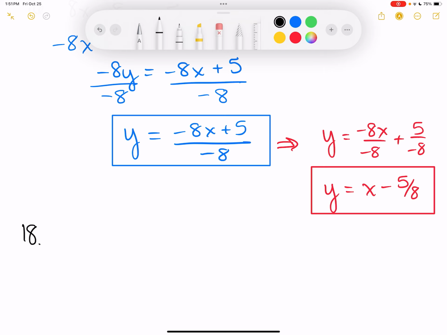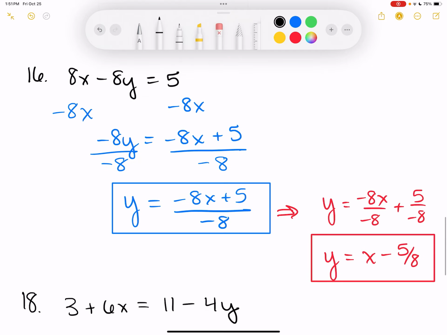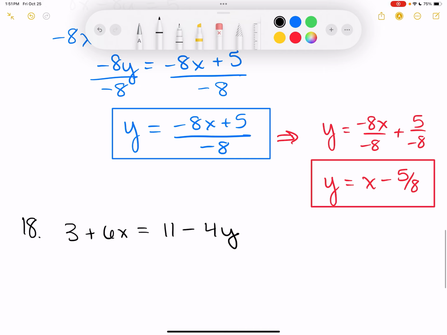All right, 18. This one's a little different. 3 plus 6x equals 11 minus 4y. Okay, so this one, the y's on the right, that's totally fine. It doesn't matter if y's on the left or the right as long as we get y by itself. But I'm doing the exact same thing, except this time I'm not moving an x term. What am I moving? The 11.